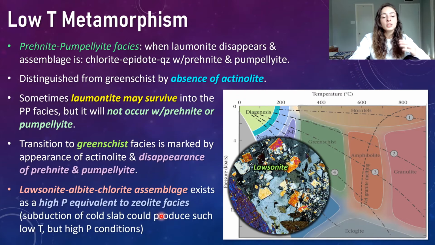And it could happen if you have subduction of a cold slab, producing low temperature, but high-ish pressure conditions. But obviously you're still in the zone of relatively low pressures, because we're talking about relative. Every time I say high temp or low temp or high pressure, low pressure, I'm talking within the zone or region that we're talking about at that point. So high temperature for the Amphibolite Facies is really different than high temperature for the Zeolite Facies.